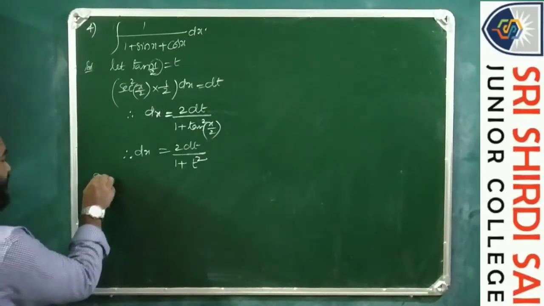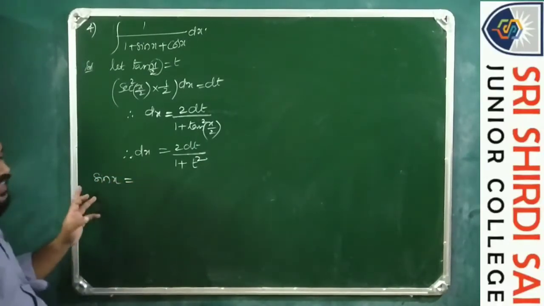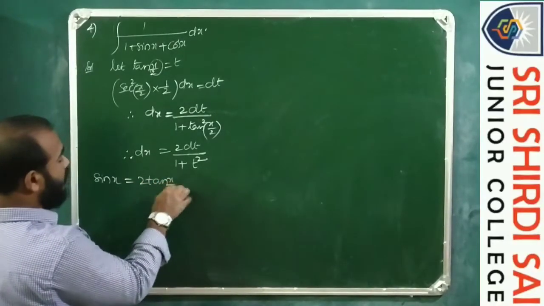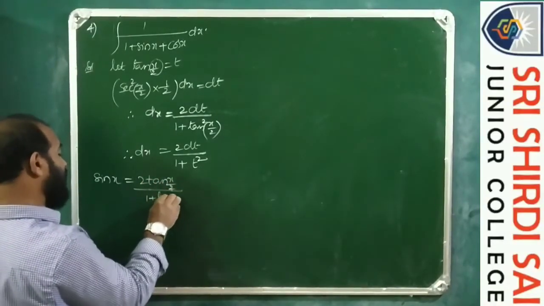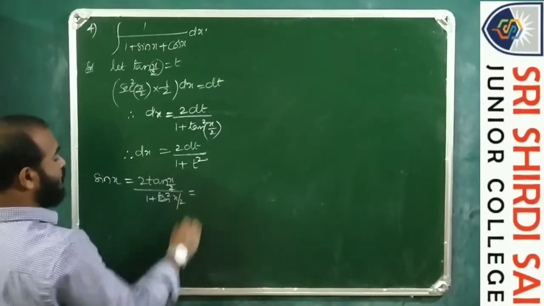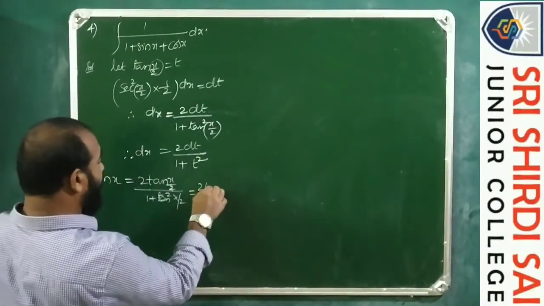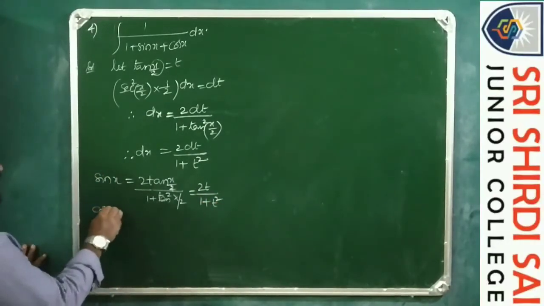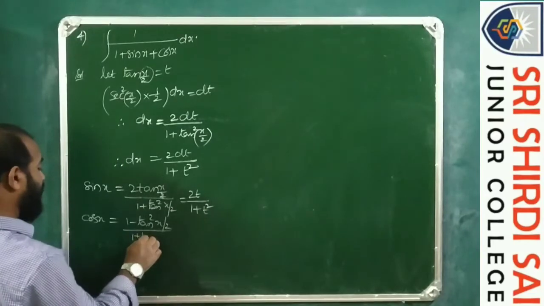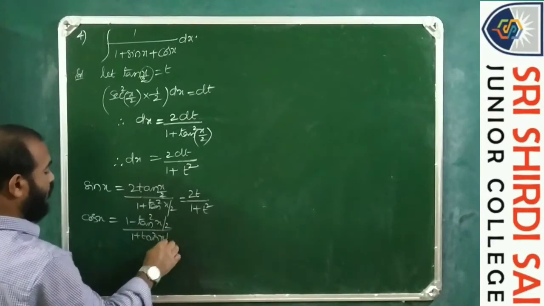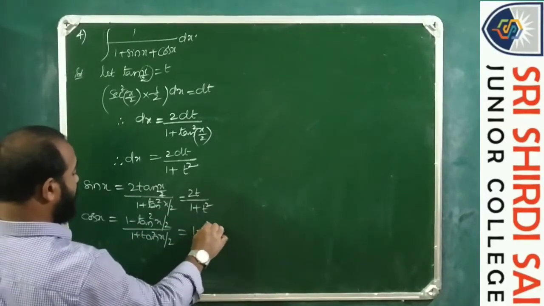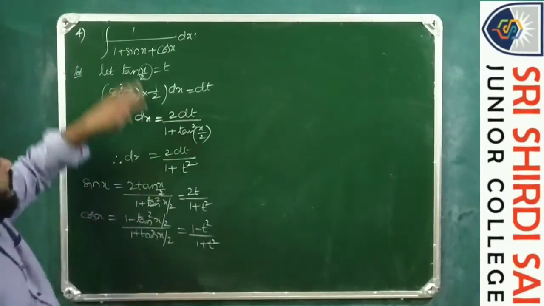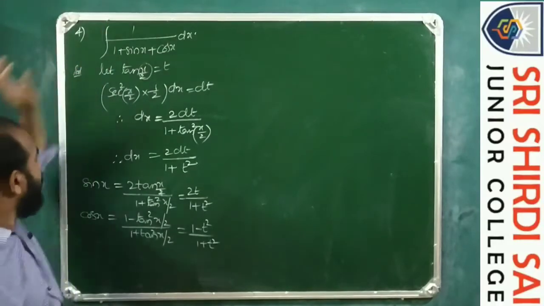Now sin x in terms of tan is 2 tan x by 2 by 1 plus tan square x by 2. So tan x by 2 is t, so 2t by 1 plus t square. And cos x is 1 minus tan square x by 2 by 1 plus tan square x by 2. So this is 1 minus t square by 1 plus t square. So everything we have, we have to plug into this.